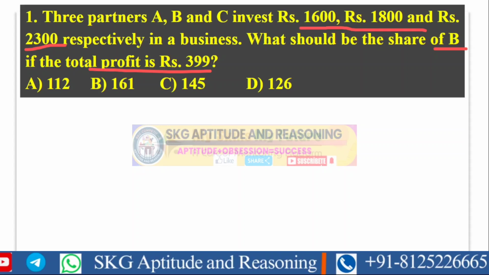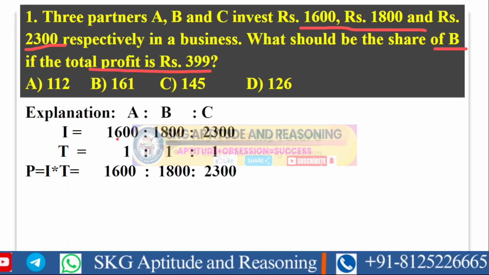If nothing is mentioned about time period, we'll consider the time period as a constant. As I told, when time period is constant, profit and investment are directly proportional. So whatever the investments ratio, profits are also distributed according to that investments ratio only. Investments are given as 1600, 1800 and 2300 and the time period is constant. If we multiply investment by time period, we'll get 1600, 1800 and 2300 only. So these two zeros get eliminated, and I'll get 16 is to 18 is to 23 as their profits ratio.